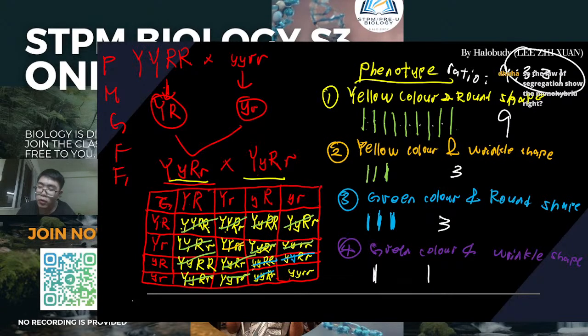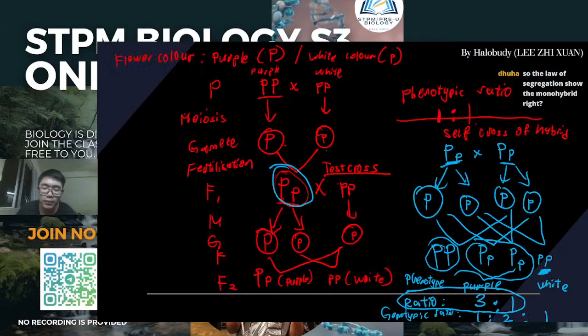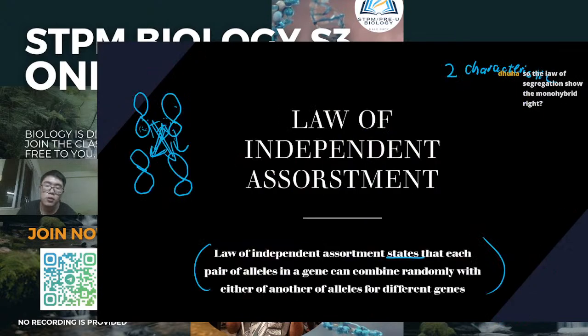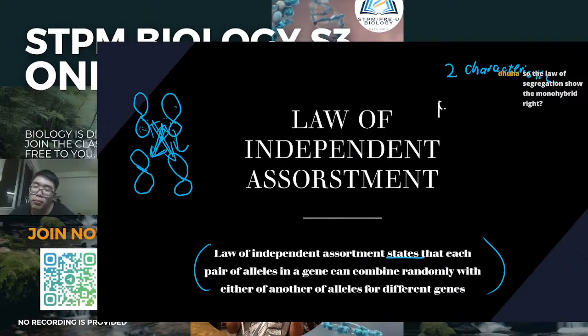So about the law, there are many names about this law. This is the scientific name. There are other names: Mendel's first law and Mendel's second law. Mendel's first law is about the law of segregation, and it is monohybrid only.